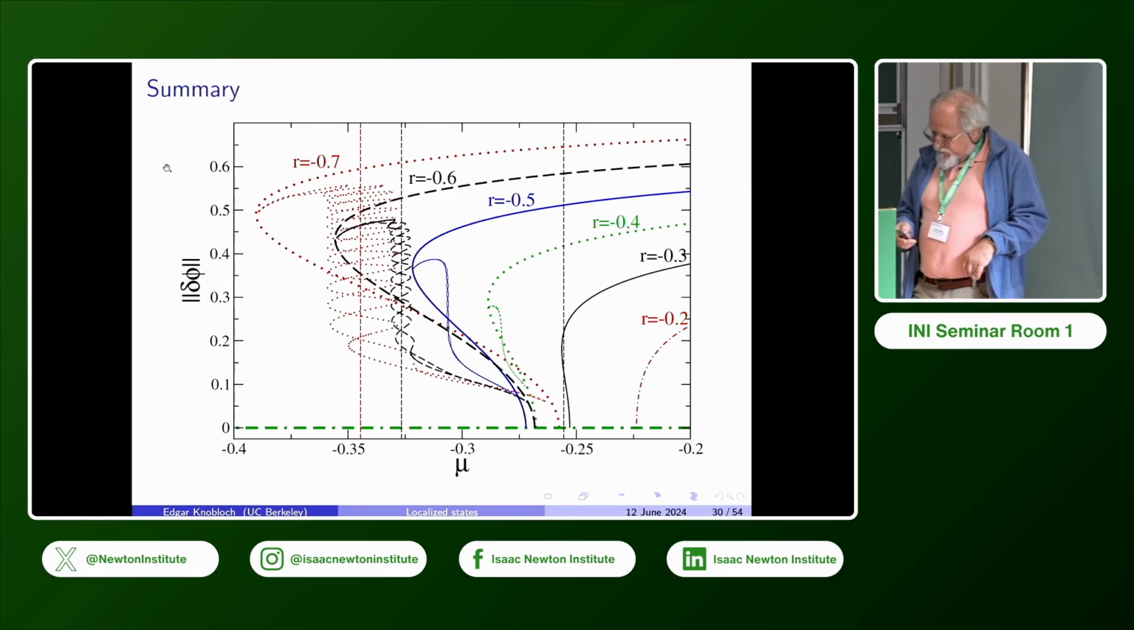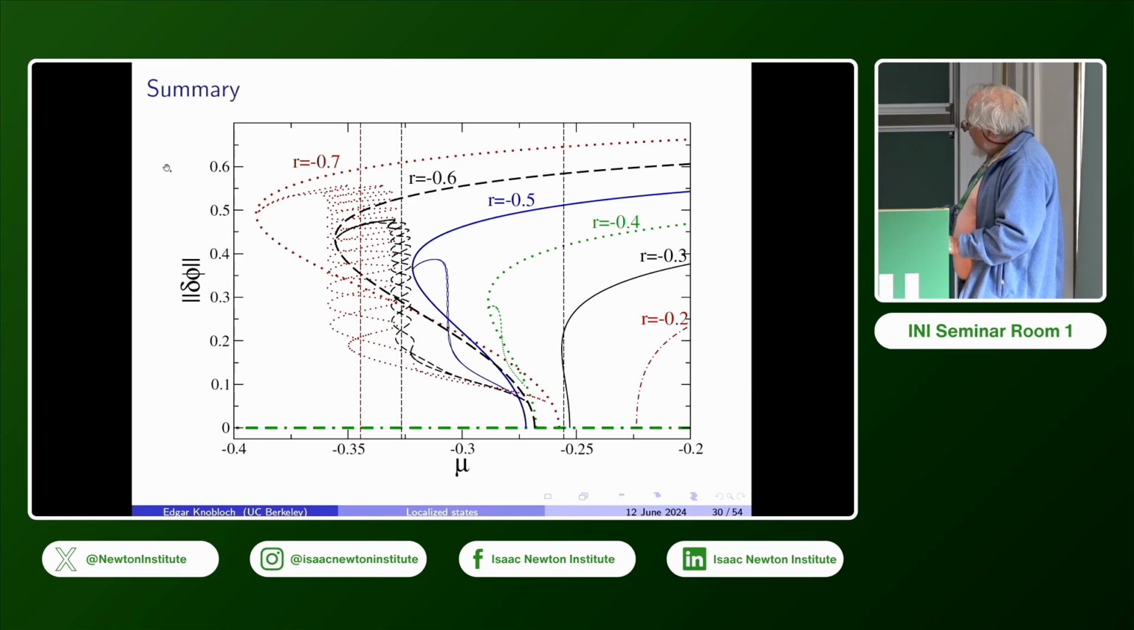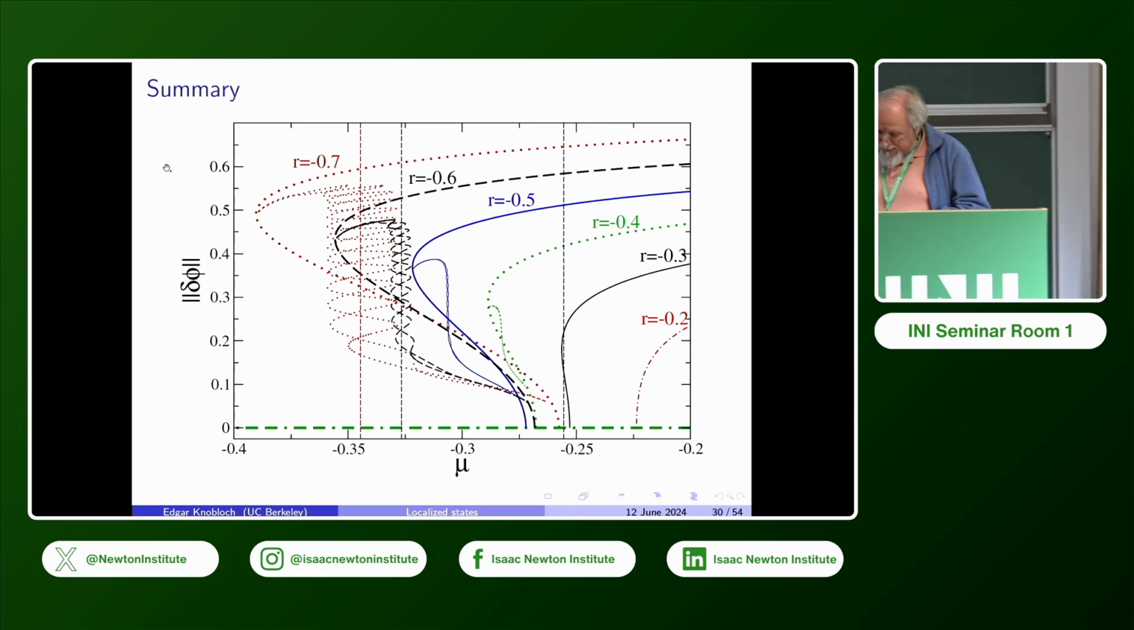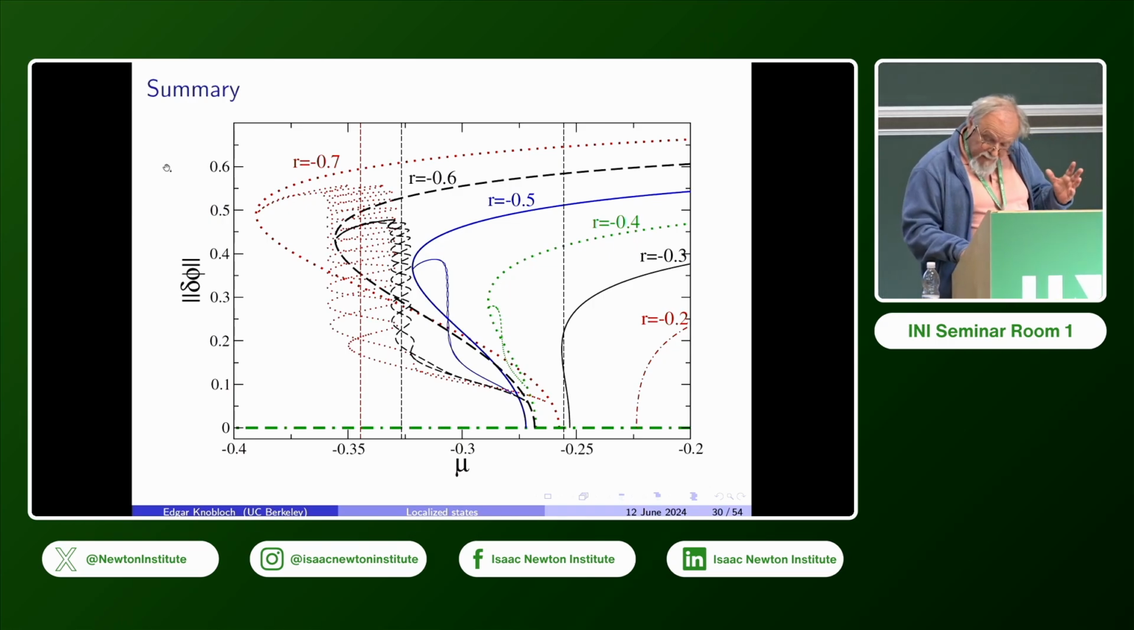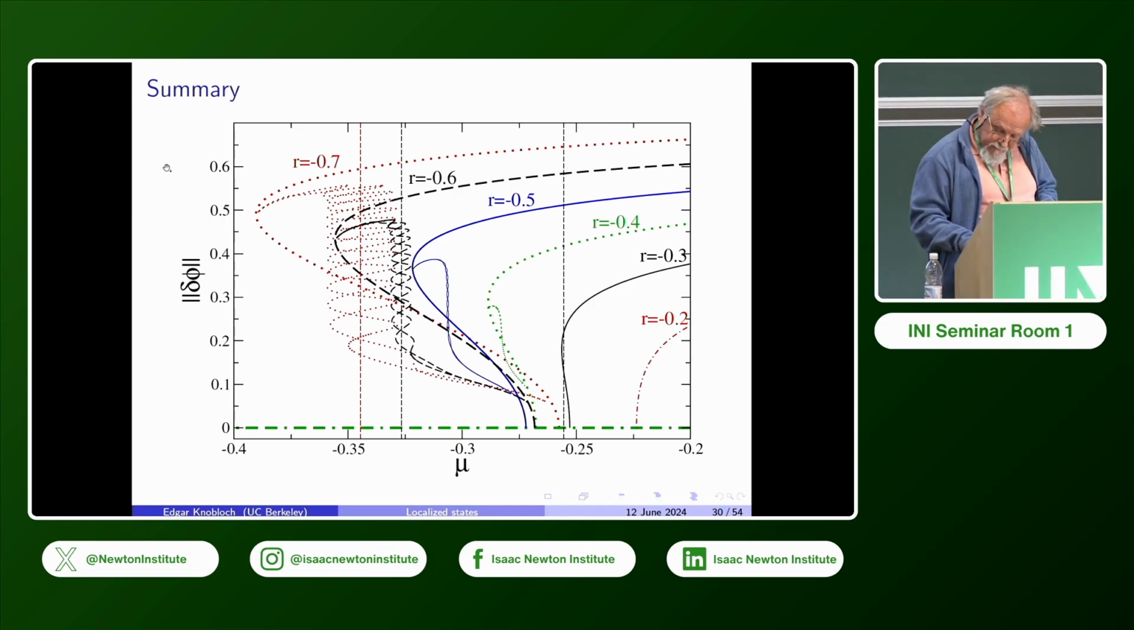Remember, R is a temperature-like parameter. If I decrease R, make it more and more negative, you start developing these branches of localized states. As the temperature gets lower and lower, the region where you get localized states increases in terms of the chemical potential, and you create more and more of these metastable or maybe globally stable localized structures.